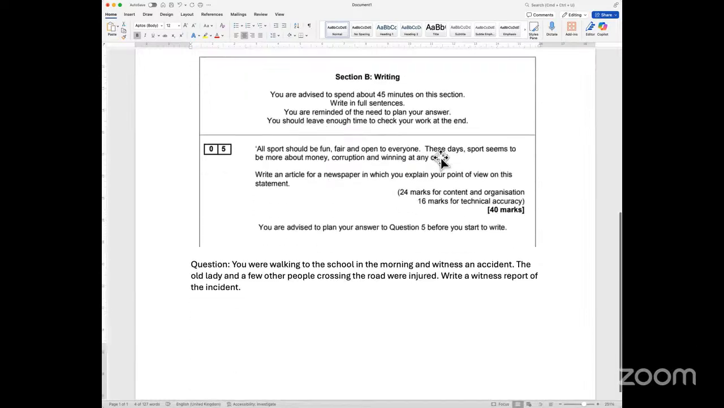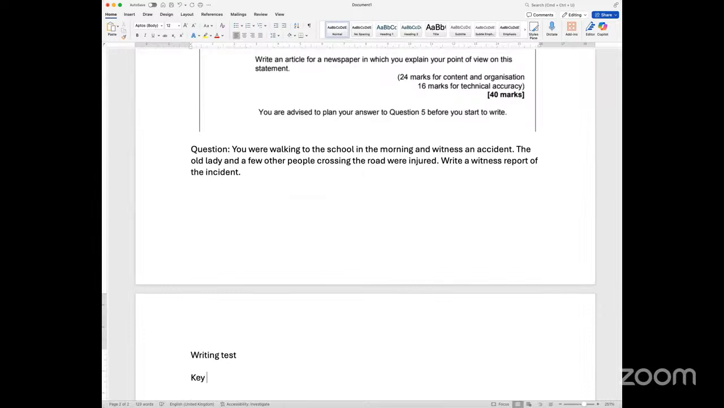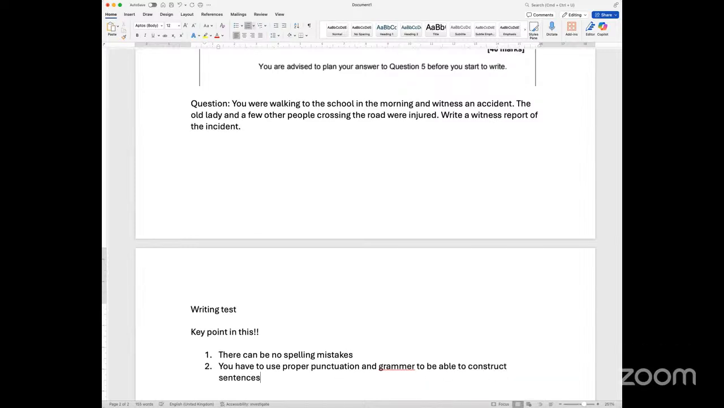Now, there are some things you have to keep in mind when we look at a writing test. The key points to note are that there can be no spelling mistakes, because it's a writing exam. In English writing, you cannot have spelling mistakes. You have to use proper punctuation and grammar to be able to construct sentences or whatever you're writing, right?